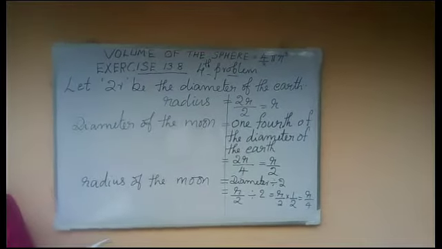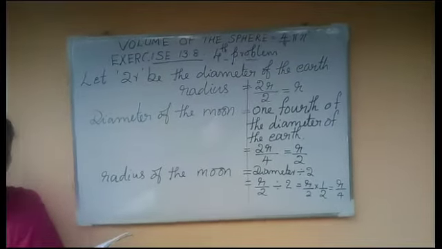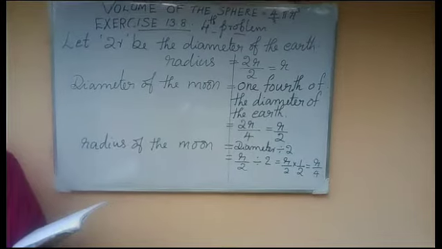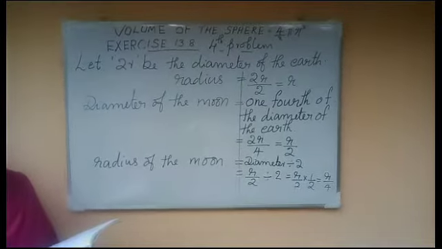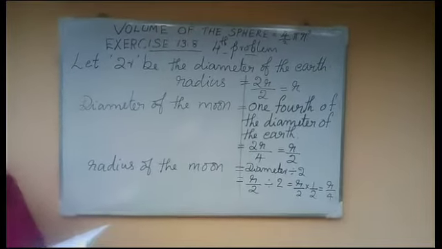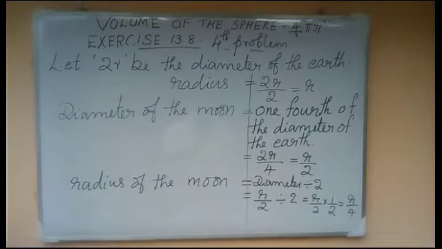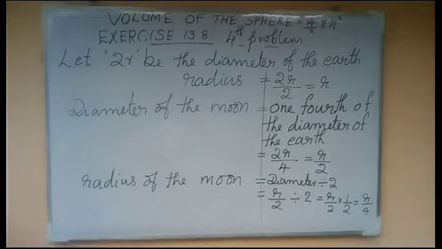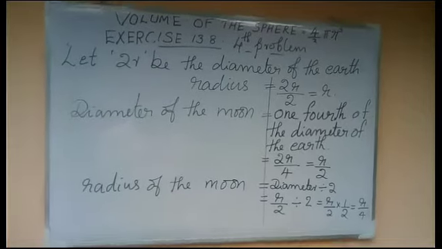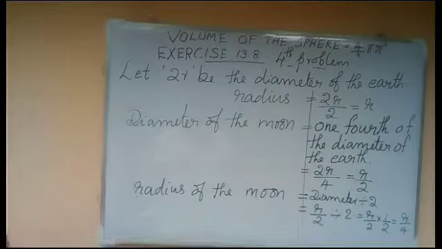Question exercise 13.8, fourth problem. The diameter of the moon is approximately 1/4 of the diameter of the earth. What fraction of the volume of the earth is the volume of the moon? Here given that diameter of the moon is approximately 1/4 of the diameter of the earth. So you can take diameter of the earth be 2r. Let 2r be the diameter of the earth.